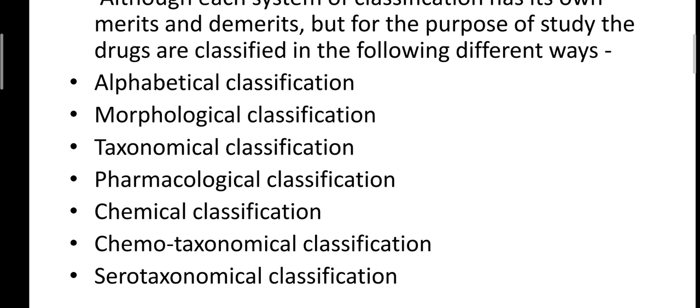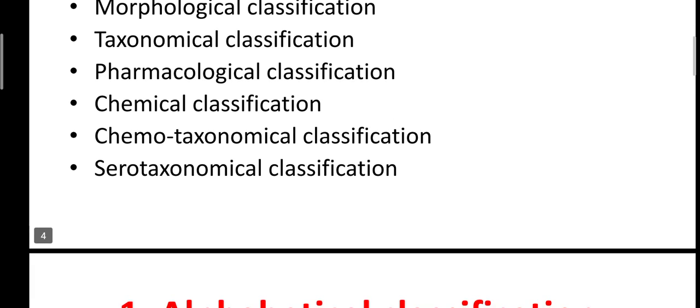In the exam, mainly the type of question asked is like give the alphabetical classification of crude drugs, or the morphological classification of crude drugs. They are not asking the full classification. If the full classification is asked, it is a 10 marks question, but sometimes only a 5 marks question is asked by the university, like alphabetical or morphological. Let's see one by one in detail.